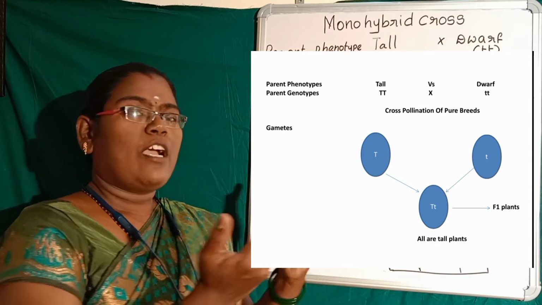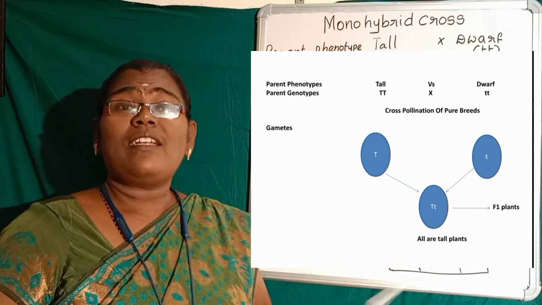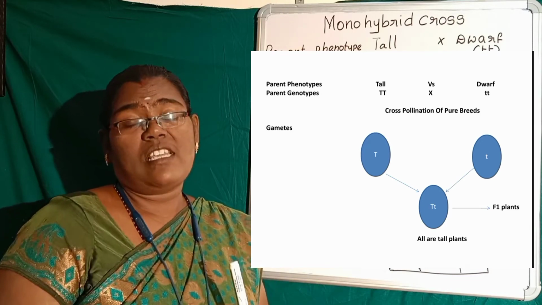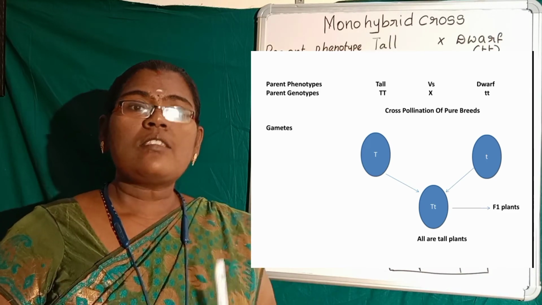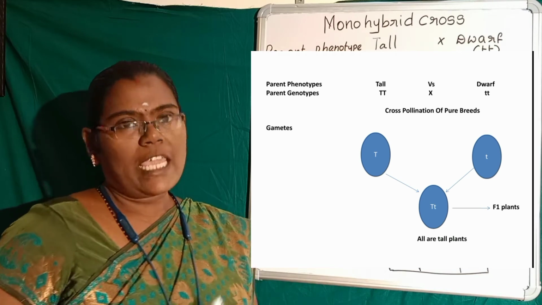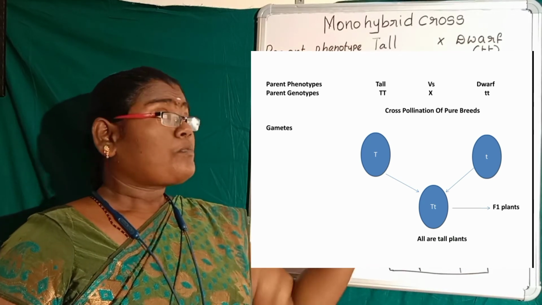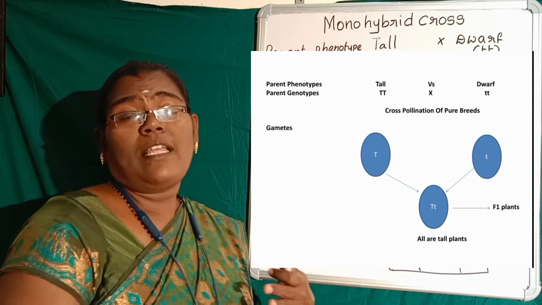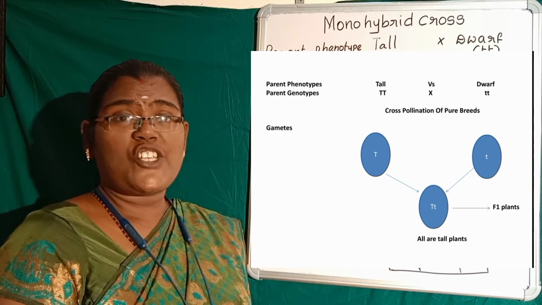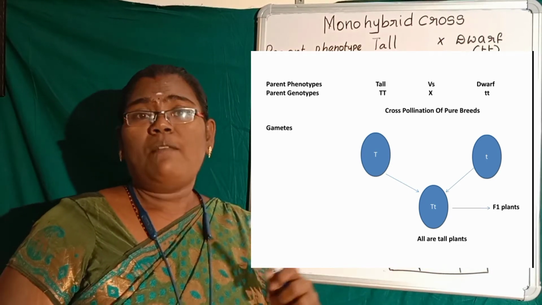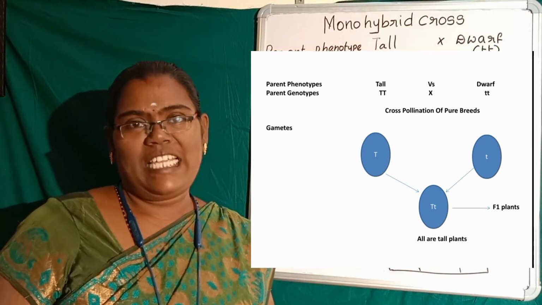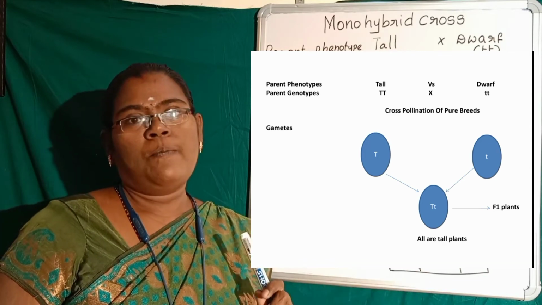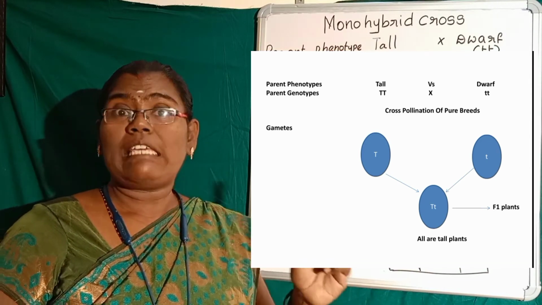When you go for cross pollination, the resultant is capital T, small t, which is heterozygous. It means the two alleles are not the same. This condition we call the heterozygous condition. Whatever seeds are formed, and whatever stem length appears in the first generation, we call the F1 plants, the first filial generation. These F1 plants are in the heterozygous condition.